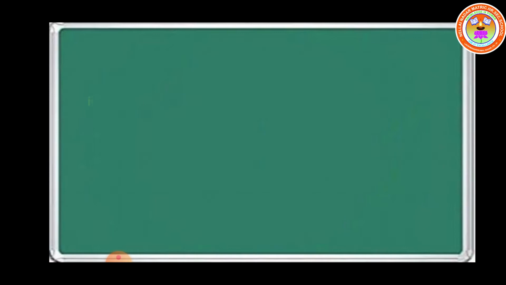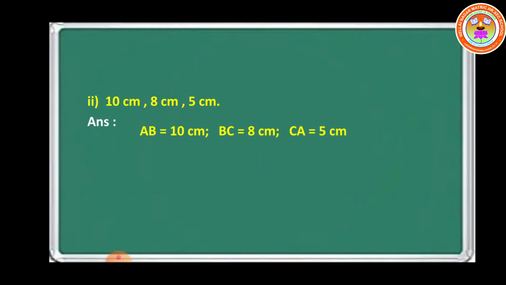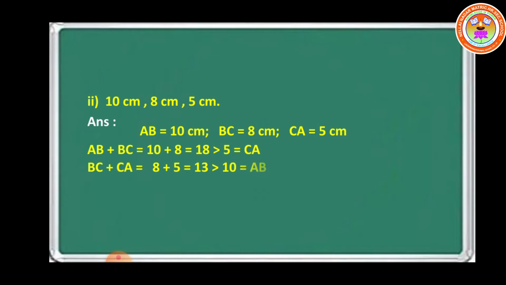Let us see the next subdivision. 10 cm, 8 cm and 5 cm are the sides. Let us take the sides as AB equal to 10 cm, BC equal to 8 cm and CA is equal to 5 cm. Now AB plus BC equal to 10 plus 8 which is equal to 18. 18 is greater than 5. 5 is CA. BC plus CA equal to 8 plus 5 which is 13. 13 is greater than 10. 10 is AB. CA plus AB equal to 5 plus 10 which is equal to 15. 15 is greater than 8 which is equal to BC.